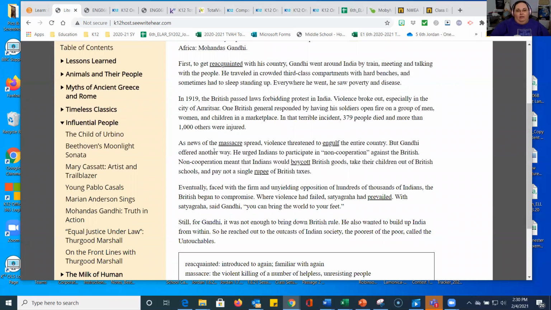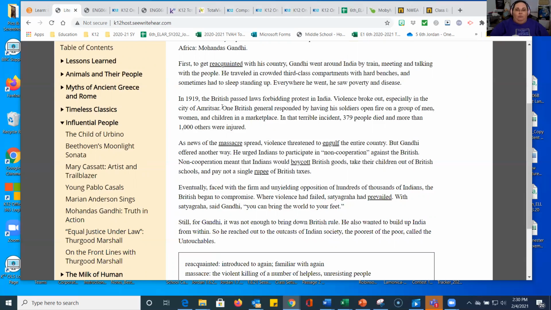First, to get reacquainted, or introduced again, with his country, Gandhi went around India by train, meeting and talking with people. He traveled in crowded third-class compartments with hard benches and sometimes had to sleep standing up. Everywhere he went, he saw poverty and disease.